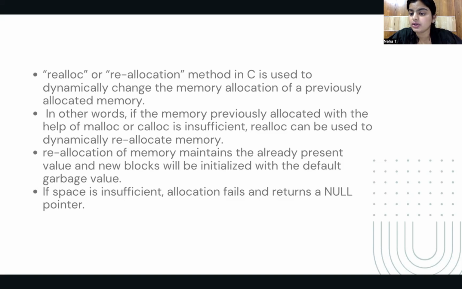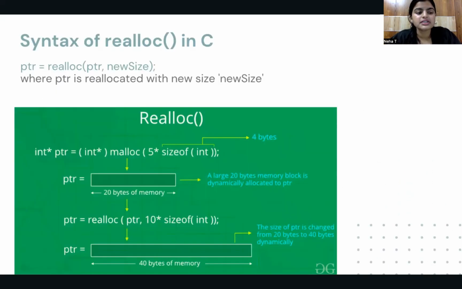Reallocation of memory maintains the already present value and new blocks will be initialized with the default garbage value. If the space is insufficient, allocation fails and returns a null pointer. So reallocation of memory maintains the already present value. We'll already have the value in the memory we have assigned using calloc or malloc, and the extra will be added if we use the realloc function. Coming to the syntax of the reallocation function, ptr = realloc(ptr, newSize). Here the new size refers to the size we need, if the earlier one is insufficient, the new size we need for the memory location.